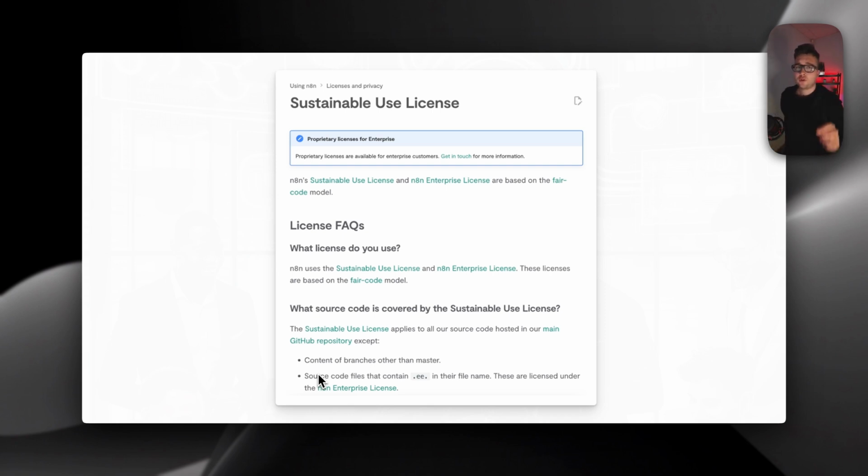And always don't forget about the n8n sustainable use license. Please go through it and read everything. I know that I have videos on my YouTube channel where I explain how you can self-host n8n, but always remember about the licenses and privacy issues.